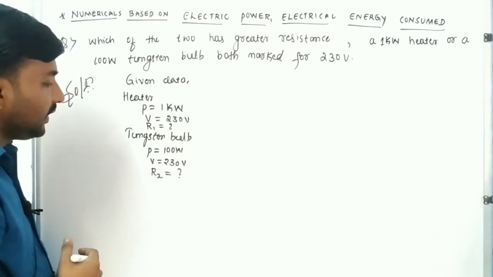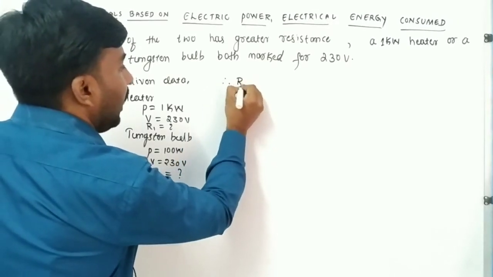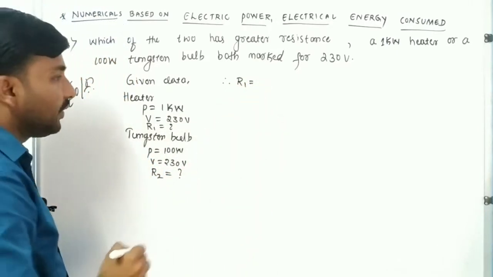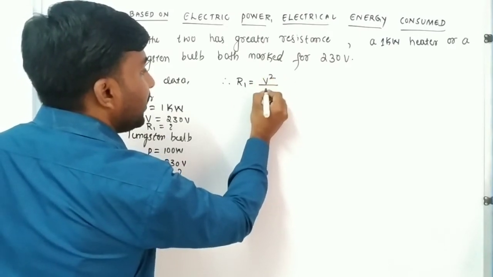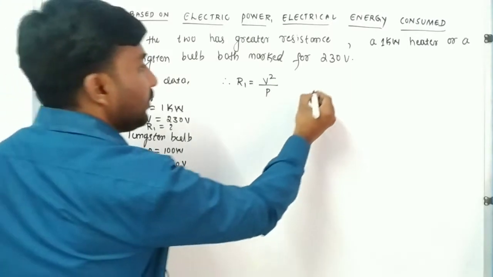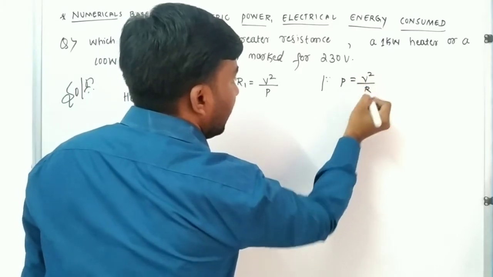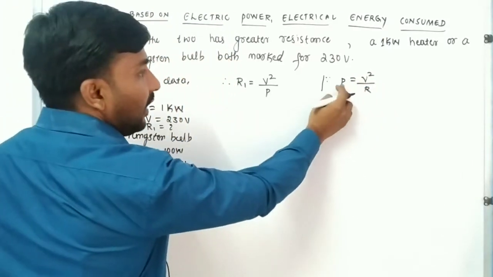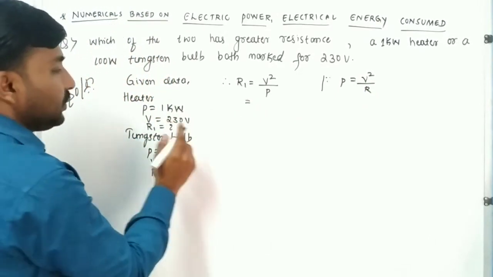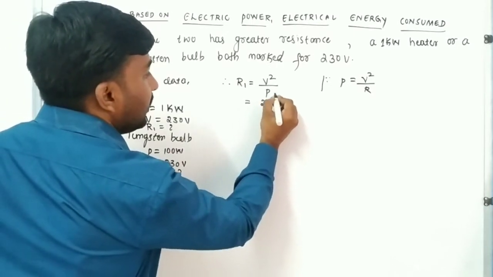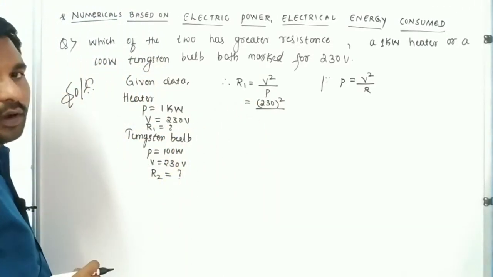Right. Now solve for the resistance. Therefore, R1 is equal to V square divided by P, because we know the relation that P is equal to V square divided by R. So I can take R is equal to V square divided by P. This is equal to, V is how much? It is 230 square divided by P. P is how much? It is 1 kilowatt.